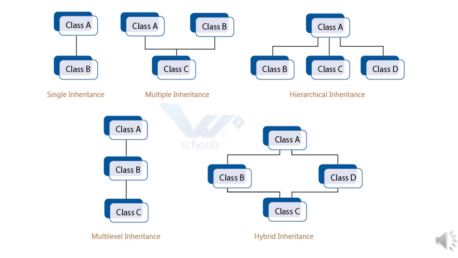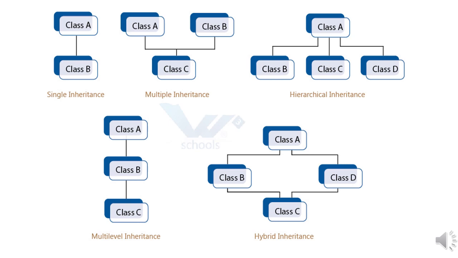Here you can see a class B which is derived from a class A. That means a class is derived from a single base class. Such kind of inheritance is called single inheritance. Next you can see multiple inheritance. That means a class C is inherited from class A and class B. That means a class is derived from more than one base class. Such kind of inheritance is called multiple inheritance.